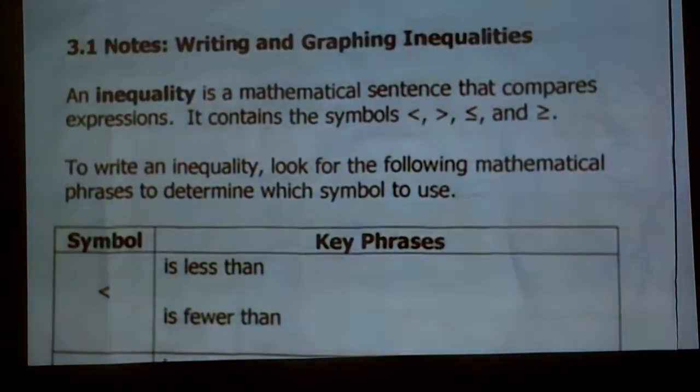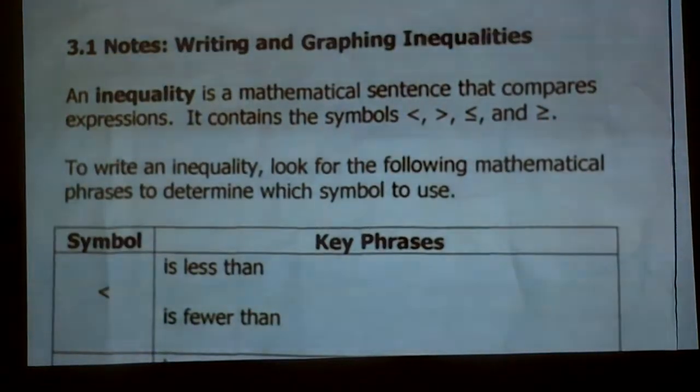Everyone, it's Mrs. Trombley. We are now starting Unit 3, Writing and Graphing Inequalities. First off, an inequality is a mathematical sentence that compares expressions. It contains the symbols less than or equal to, and greater than or equal to. To write an inequality, you have to look for the following phrases to determine which symbol to use.